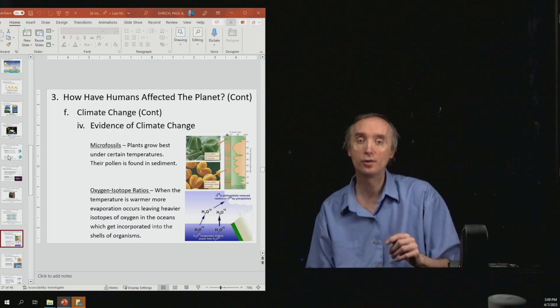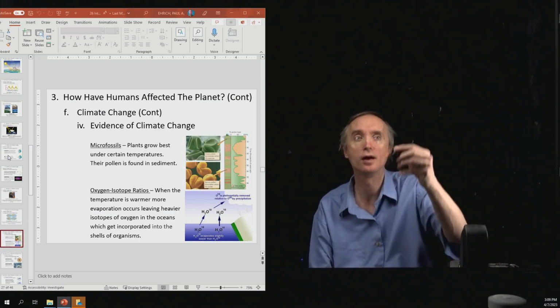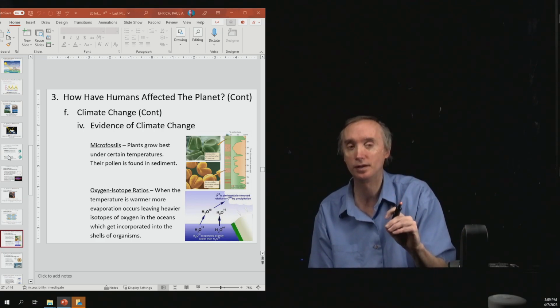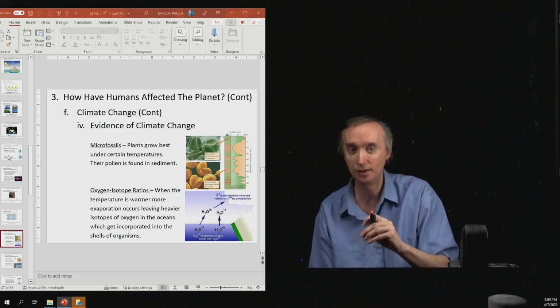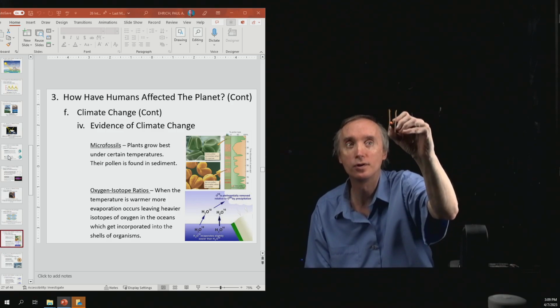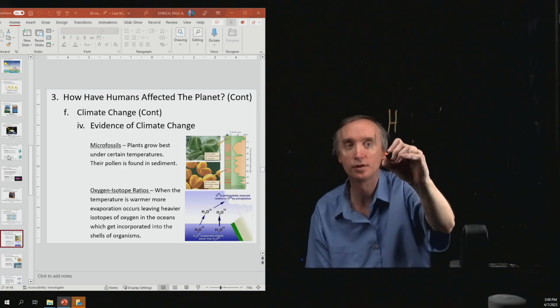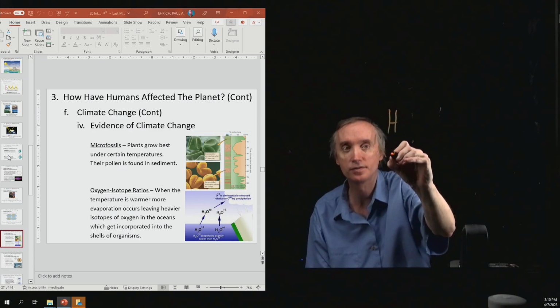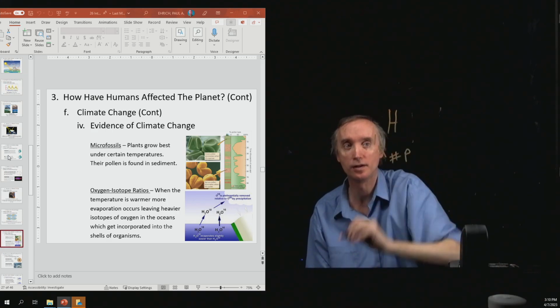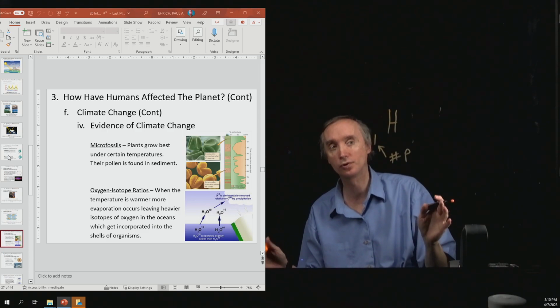Then another way is oxygen isotope ratios. So let's talk about what an isotope is. An isotope means it's the same element, but it has different numbers of neutrons in its nucleus. So for example, ordinary hydrogen has 1 proton. So this number down here is the number of protons that hydrogen has. And every hydrogen always has 1 proton.